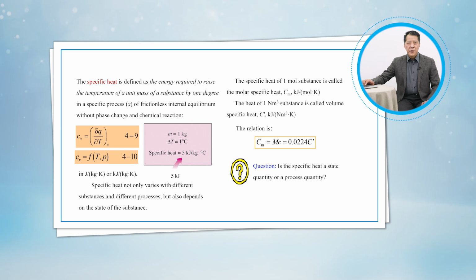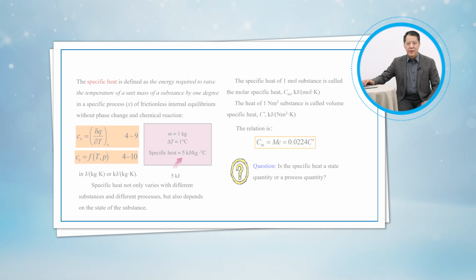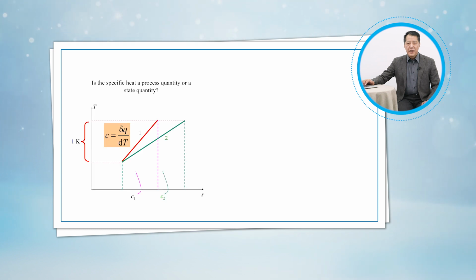I have one question for you. Is the specific heat a state quantity or a process quantity? Let's look at the two processes in the TS diagram. C1 and C2 are two specific heats. They are different and they depend on the process. For a specified process, the specific heat is a state quantity.